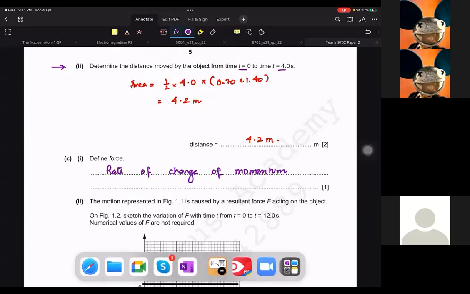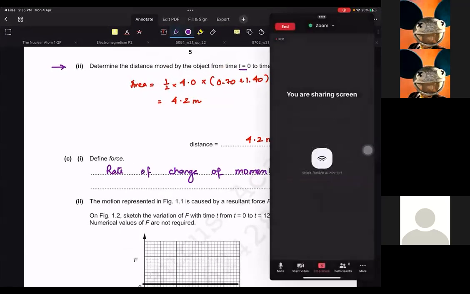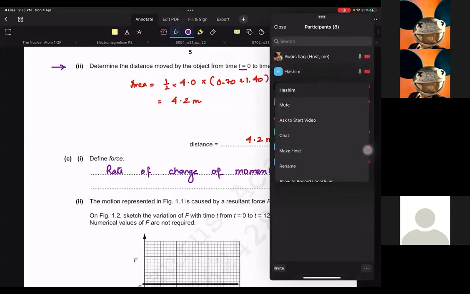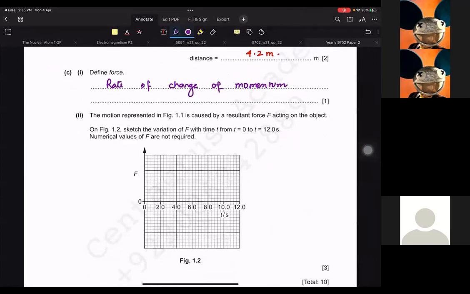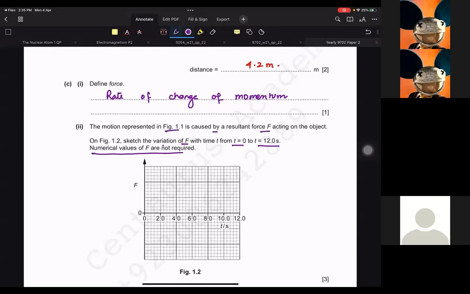All right, so basically it's a rate of change of momentum, and then it says the motion represented by figure 1.1 is caused by resultant force F acting on an object. It says sketch a graph, sketch the variation of F with time t between this, and numerical values are not required.